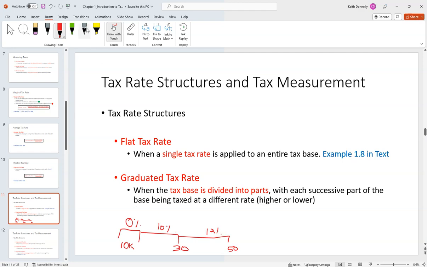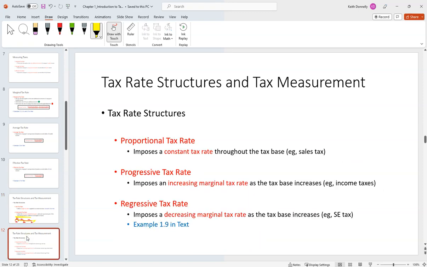But the idea here is the tax base. You make 50 grand, that represents the tax base. That's like you go in and you spend $50 at the dollar store. This is divided into parts, like that part, that part, that part. And each of them are taxed at different rates. So you have 0, 10, 12.